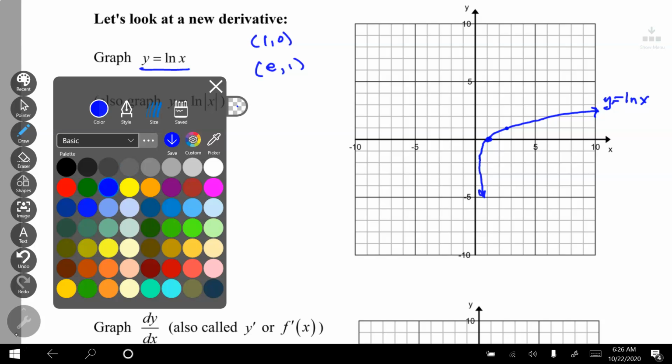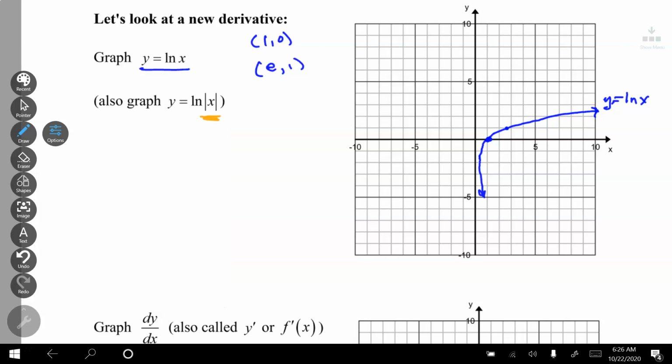But I also want to incorporate the idea of the absolute value of x. So when I have negative x values, I normally can't take logs of negative x values, but I can if I do the natural log of the absolute value of x. And it's just going to be reflected on this side of it, and it's going to look like that. So this part adds the natural log of the absolute value of x.